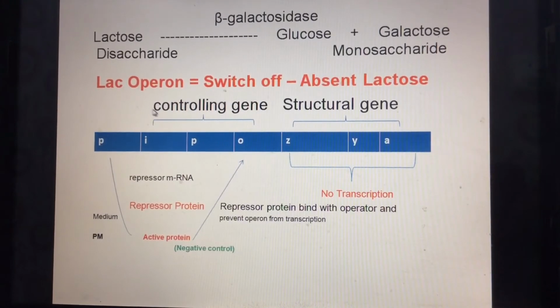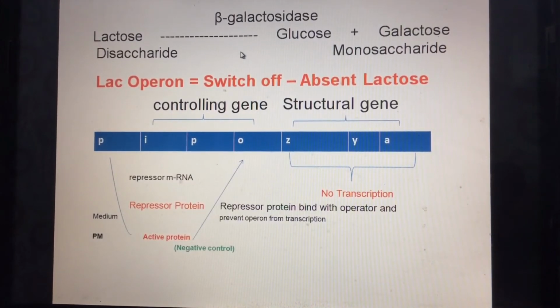When lactose is not present, the Lac Operon is switched off. I already told you lactose is a disaccharide. When the beta galactosidase enzyme is present, it breaks lactose into glucose and galactose, which form the monosaccharides. These are the molecules that can be used by the bacteria for their growth and other life processes. So lactose is used for energy purposes.